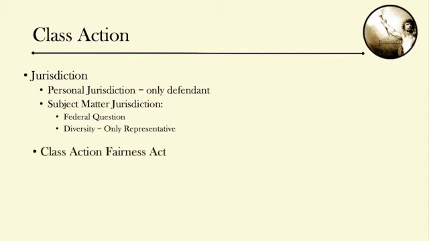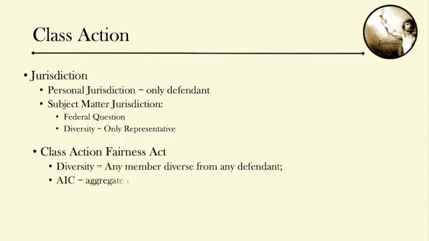There are some differences in terms of jurisdiction. In fact, here you have minimal diversity, which means that any member has to be diverse from any defendant. If there is this minimal diversity, then you have jurisdiction, as long as there is also an amount in controversy which exceeds 5 million in the aggregate, which means that all the claims of all the class members, not just the representative, like in the original jurisdiction.